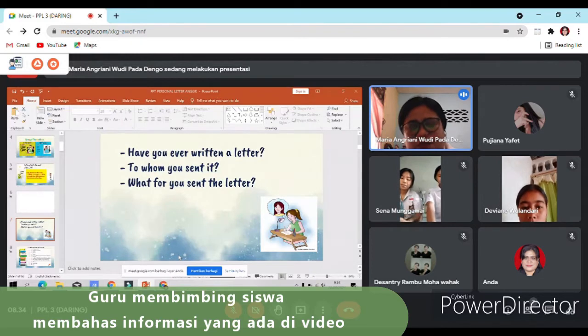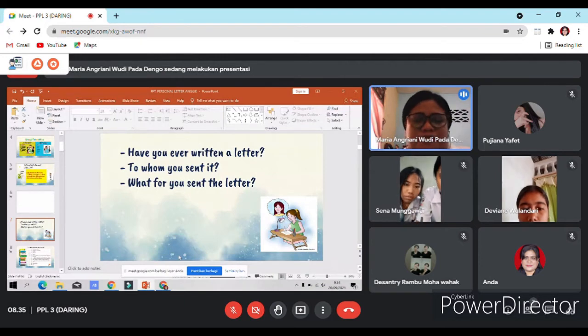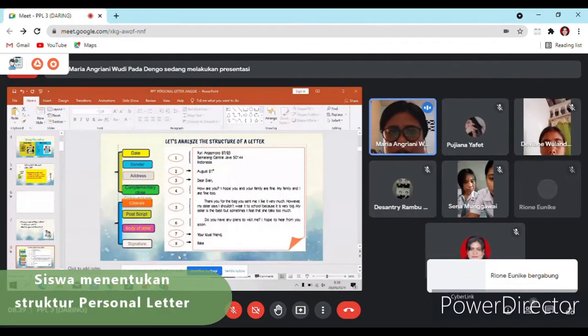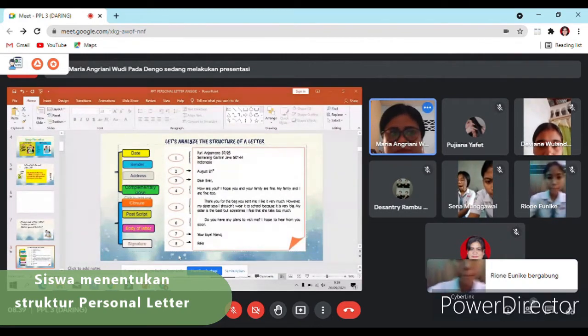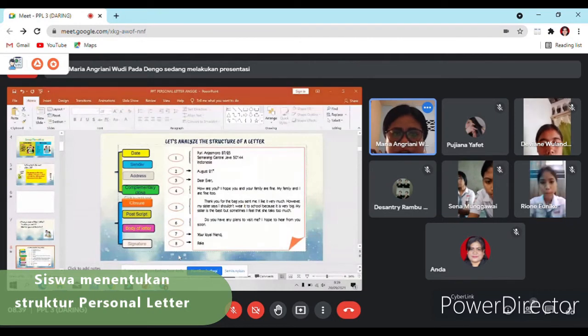Okay, selain itu, what else? What are the other informations that you get? Ada tadi, pokoknya banyak yang bagian-bagian belakang itu. I want you to analyze the structure of a letter. Ini mudah sekali. Okay. The first, what is the meaning of date?